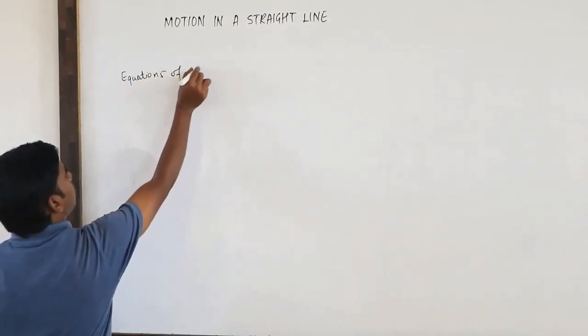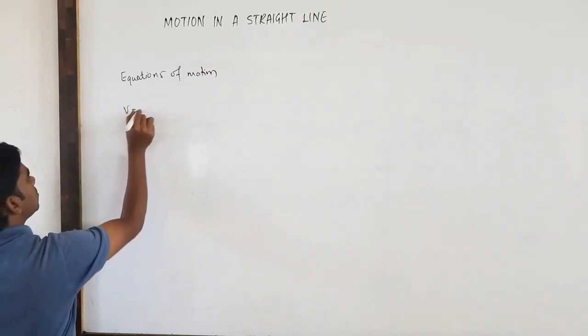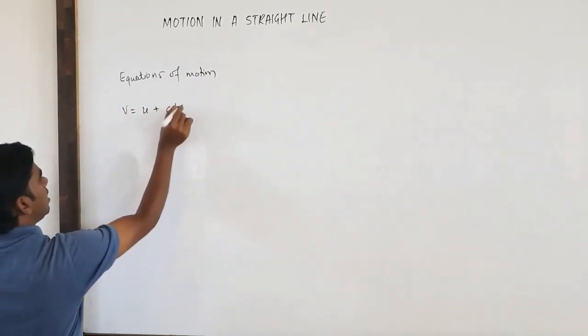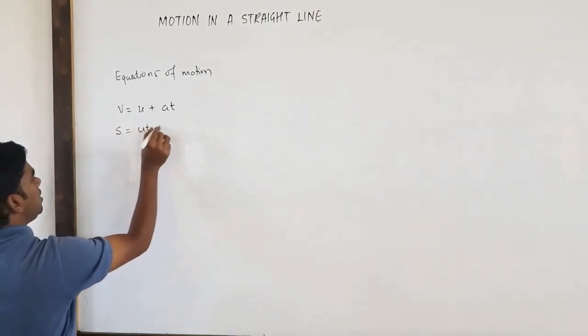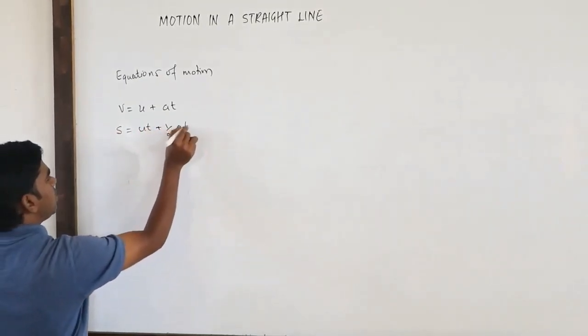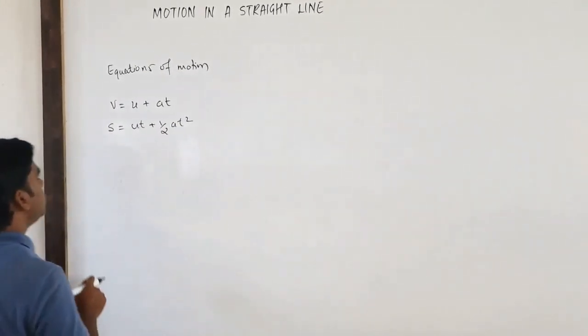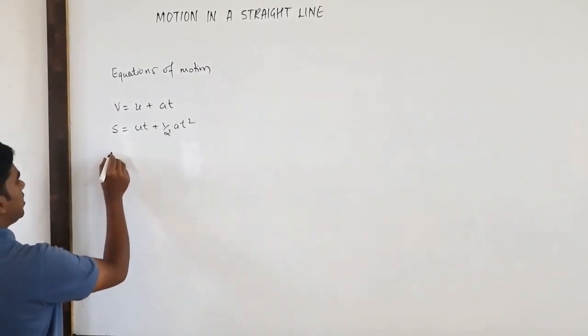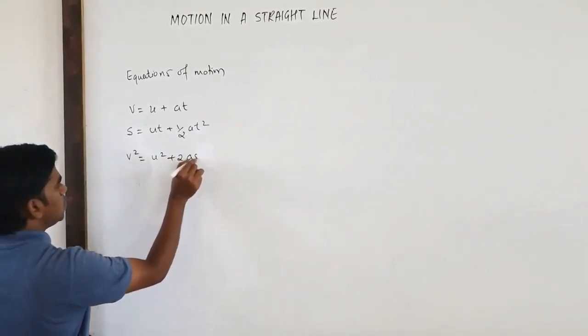Equations of motion. So what we got is, one is v equals u plus at, and s equals ut plus half at square. Some books may use distance as z, so don't get confused. Again, what you can write is v square equals u square plus 2as.